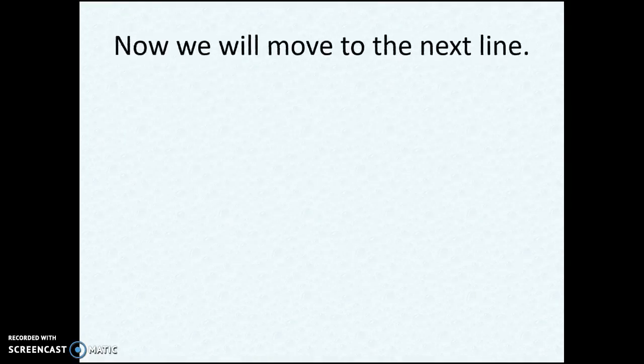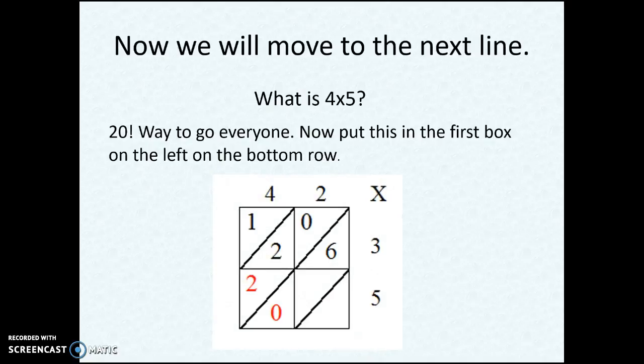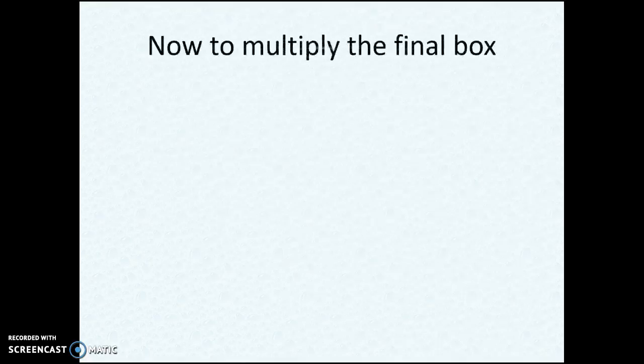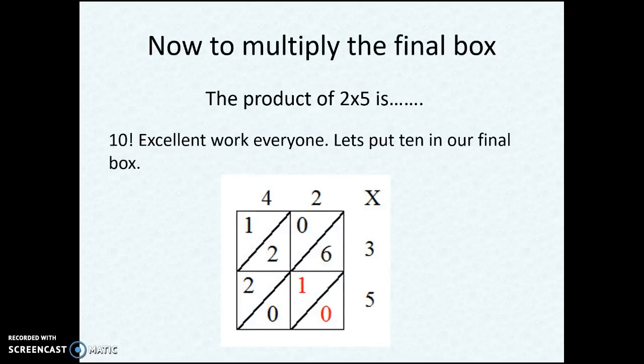Moving on to the next line, same thing. We've got 4 times 5 for the next one, 20. So in the first box on the bottom, you're going to put 2 on top, 0 at the bottom. Then you're on to the final box. It's going to be 2 times 5, which we all know is 10. You're going to put 1 and 0 into the final box.